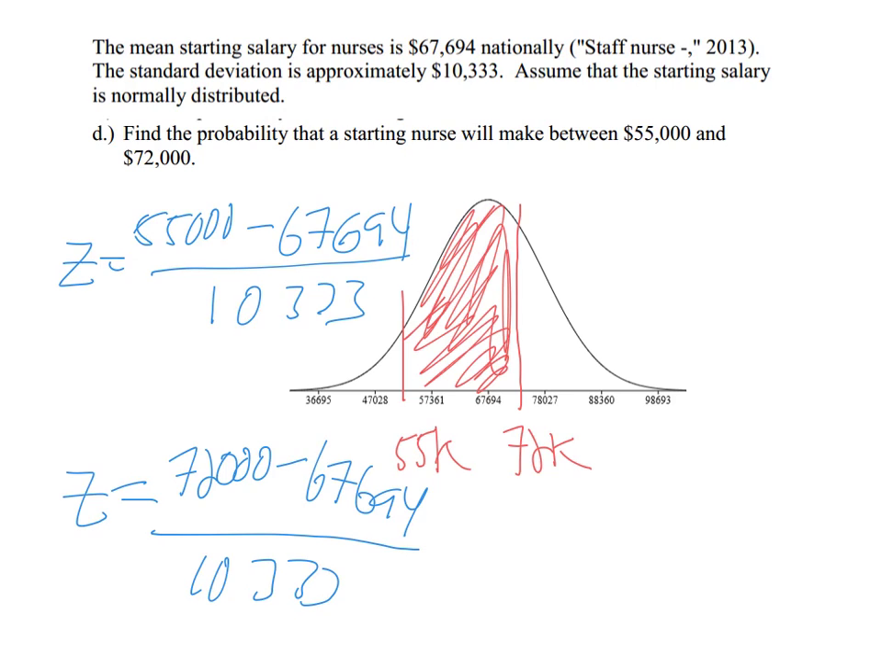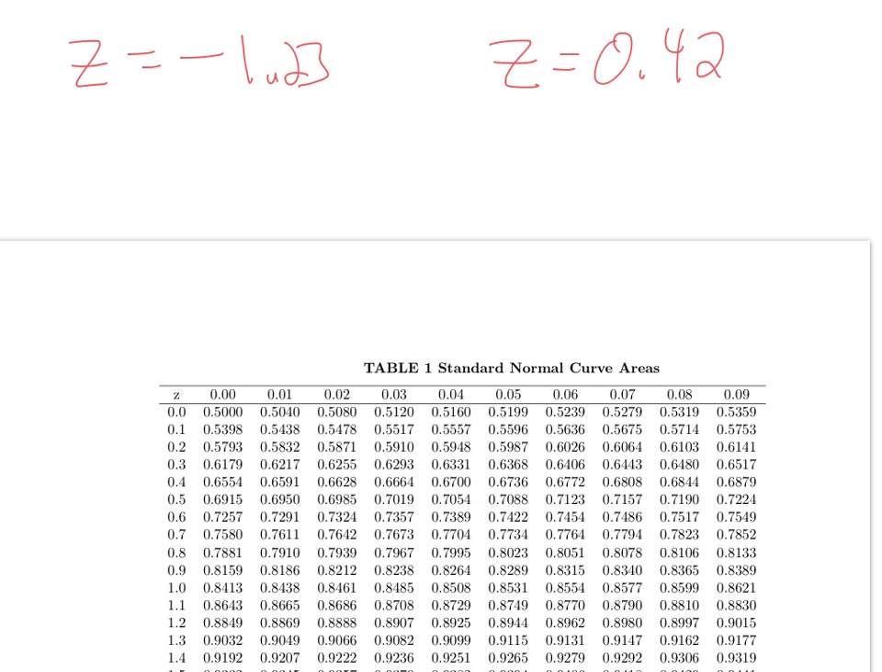One thing to keep in mind when you're working with the table is that it's only accurate to 2 decimal places, so round your answer to 2 decimal places. Here's the z-score for the $55,000 figure. The reason I know it's the $55,000 z-score is that it's below the mean and it's negative.